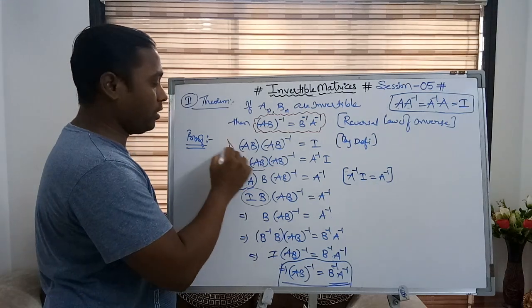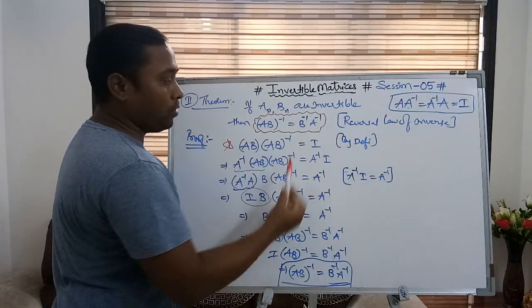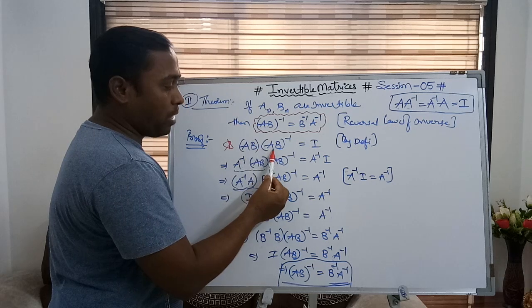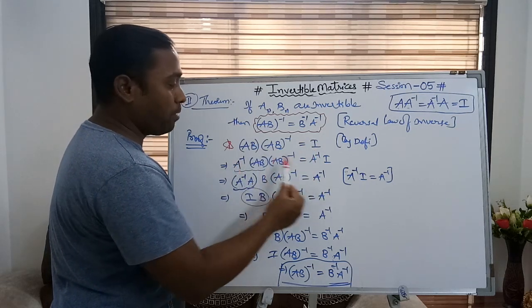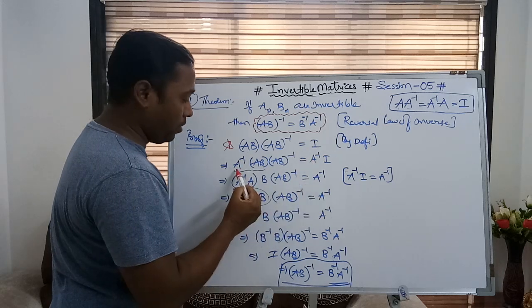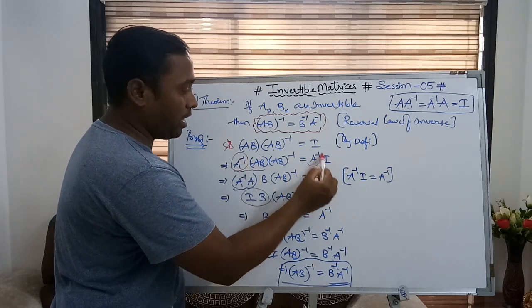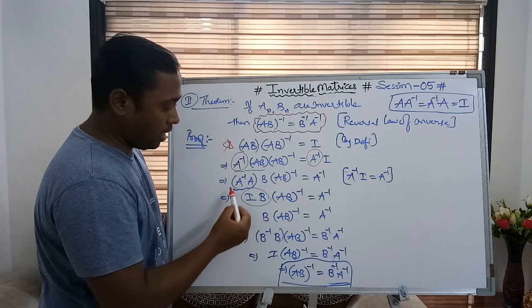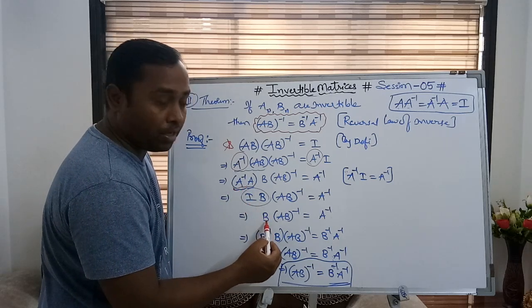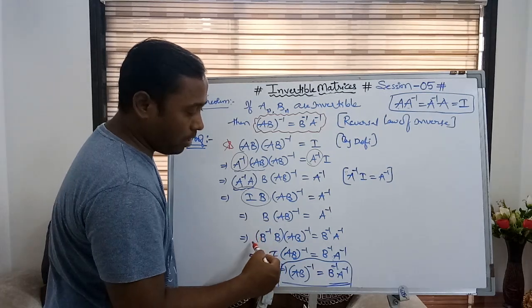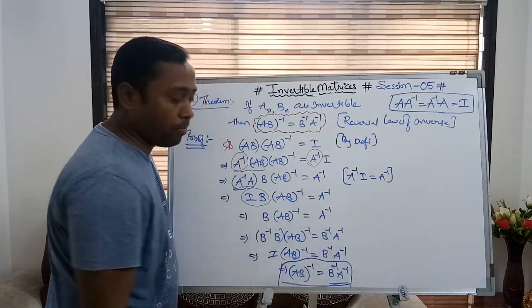So we started with that definition of the inverse. A matrix multiplied by its inverse always gives I, and then we multiplied both the sides by A inverse. See, हमने multiply किया, and then A into A inverse becomes I, I into B becomes B, and then we repeated the same process by multiplying by B inverse.